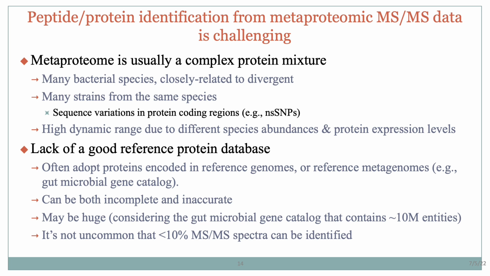But most likely, the reference metagenomes are incomplete, and they can be inaccurate because a lot of those genomes are assembled from metagenome data. But even though those reference metagenomes are huge, they are still incomplete. So it's not really uncommon that for metaproteomics data, less than 10% of the tandem mass spectra can be identified.